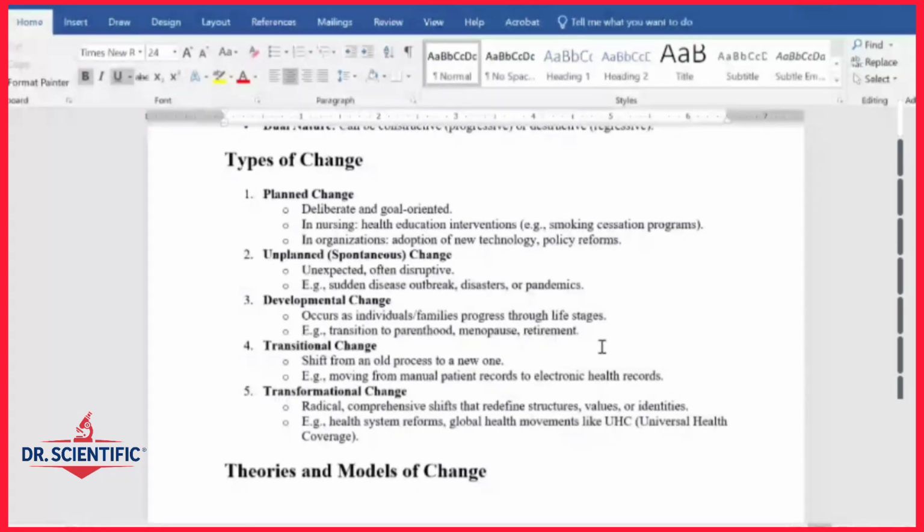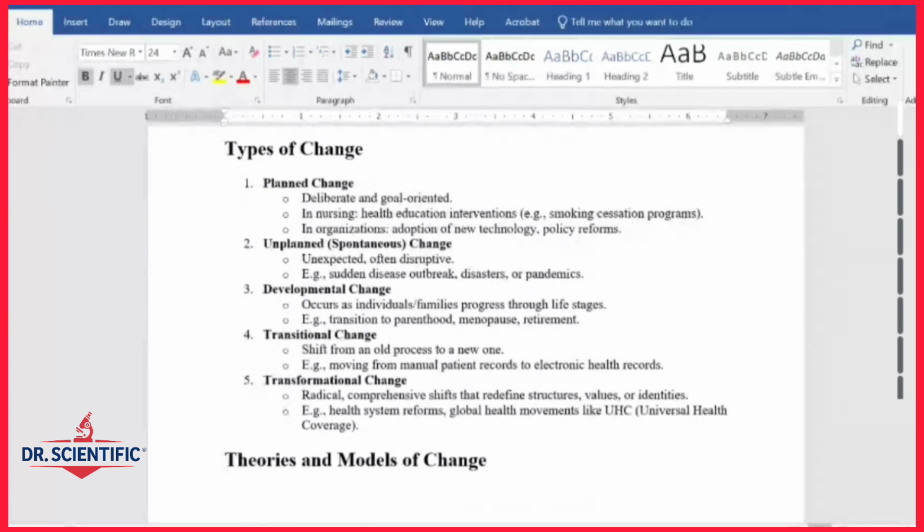Then another change we have got is the transformational change. Transformational change is referred to as radical and comprehensive shifts or change that redefine structures, values, and identities. For example, in the Ministry of Health, we are trying to embrace what we call universal health coverage. When we're talking of universal, it's global, it is worldwide, whereby different governments internationally have come together and are trying to embrace health for all. Even if you are from a particular area, even if it is remote, it should be health for all.